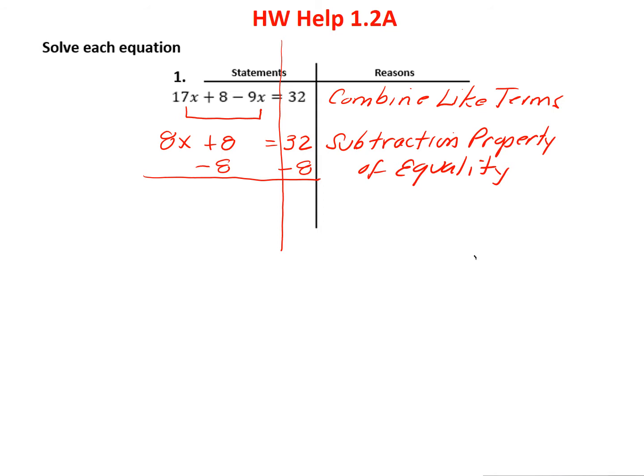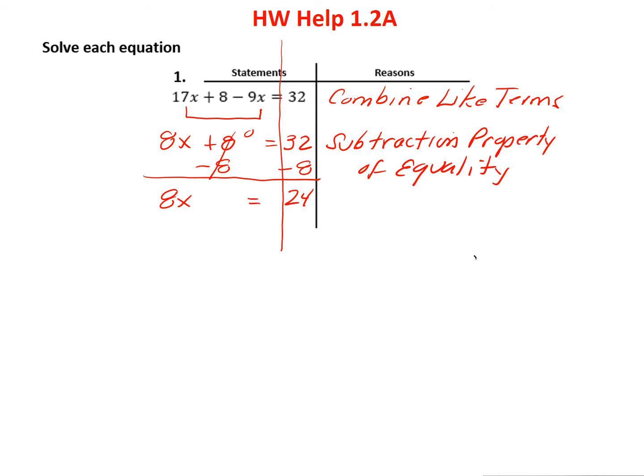It says if two things are equal and you subtract the same amount from both sides, they'll still be equal. Well, 8 minus 8 is 0, so that goes away, and I'm left with 8x on this side equals 32 minus 8 is 24. Okay? So we've undone one of the operations. Now we'll undo the second.